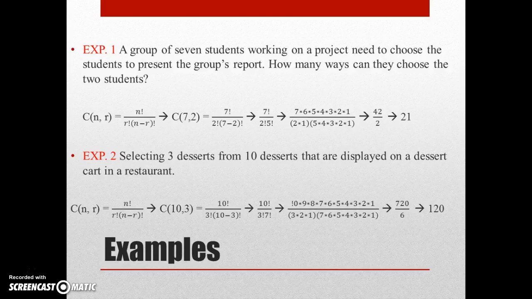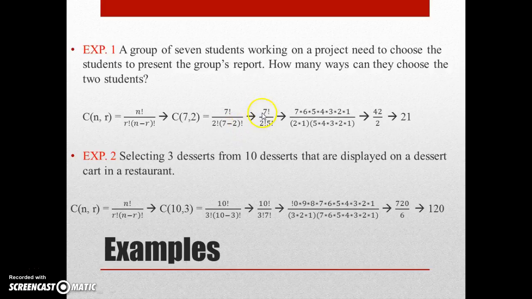If we apply it, I like to write it out just so it sticks in your head. The more you write it, the more you see it, the more you remember it. So here it is, C(n, r) equals n factorial over r factorial times (n minus r) factorial. We remember our n is our set size, and our set size here is the 7 students. So that's our n. Our r is 2, because that's how many students they are choosing. They want 2 students to be the group's presenters, and that is our subset size. So if we apply it, it's 7 factorial over 2 factorial times (7 minus 2) factorial.